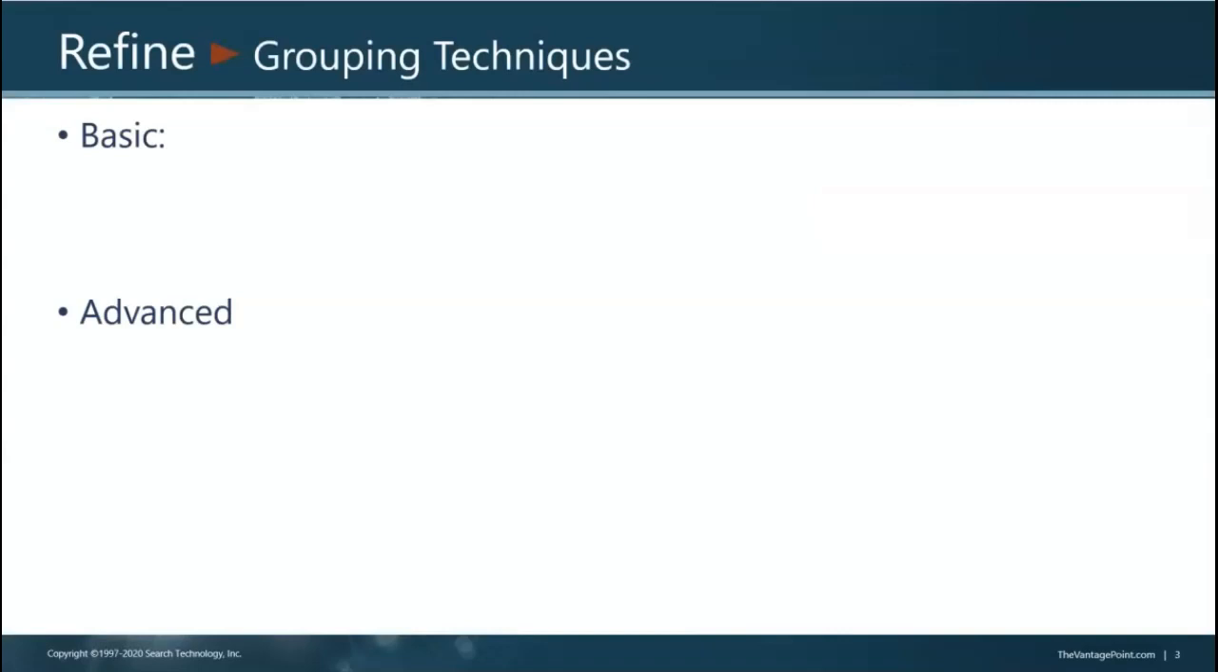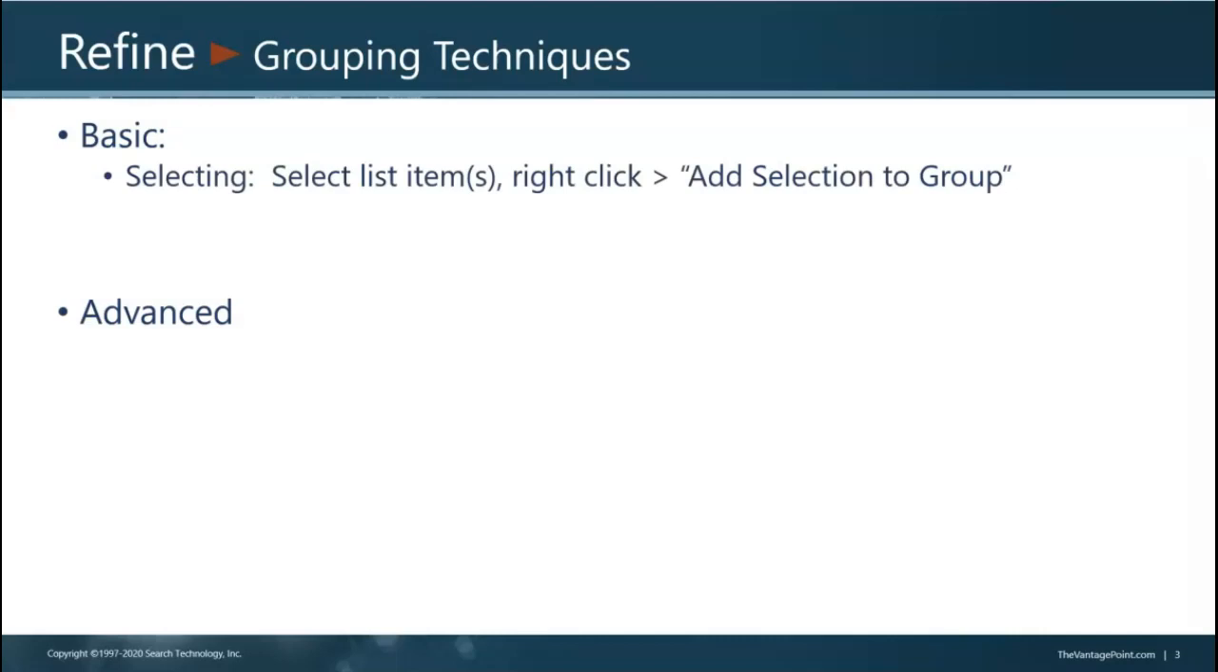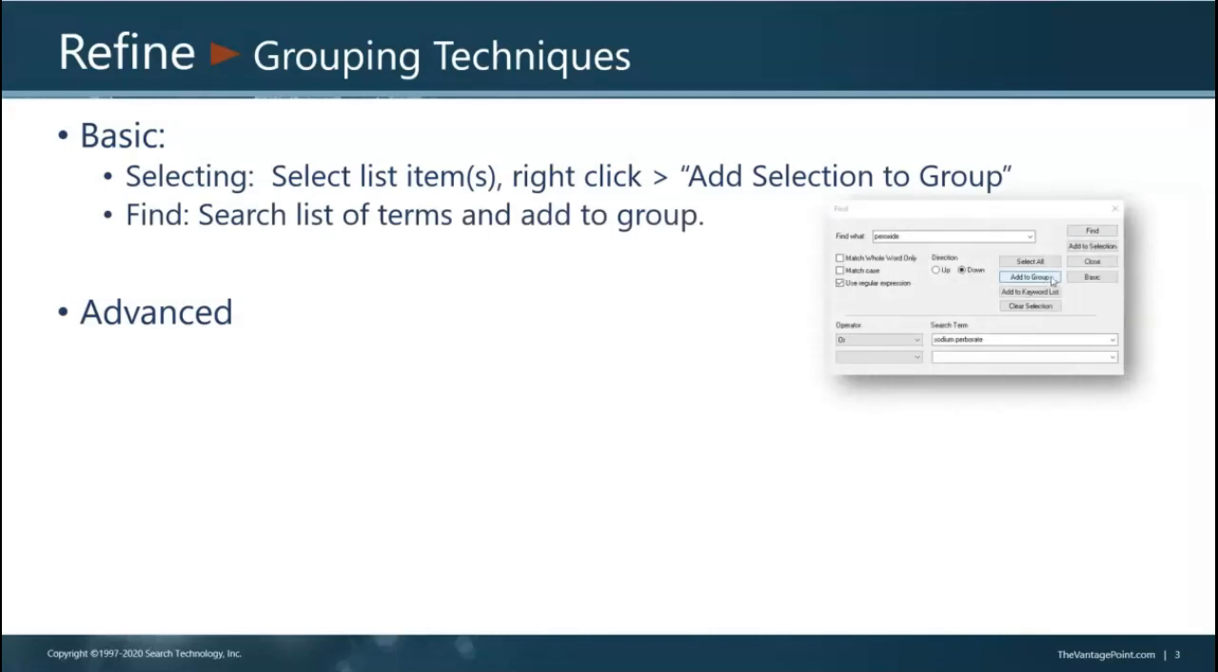There are a variety of grouping techniques, some very basic and others more advanced. This tip demonstrates two basic methods. First, simply selecting items as you browse a list and building groups as you go. The other is using the find function to search terms and add to groups. Using find is a perfect way to define the technology you're analyzing based on your terminology.